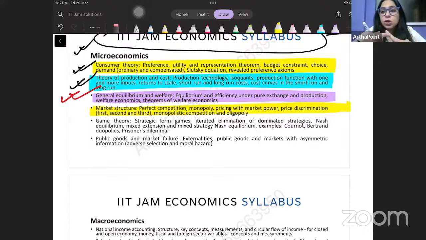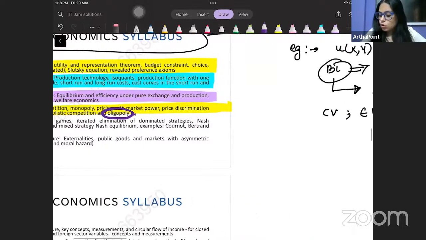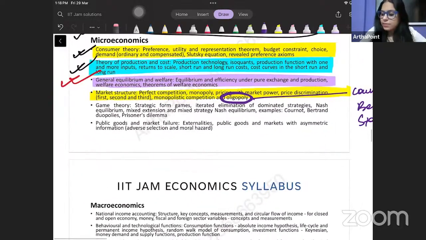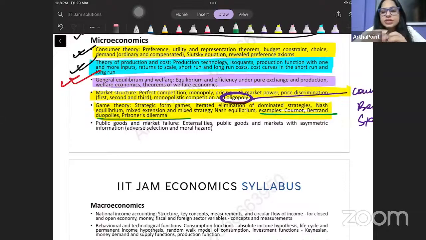So we will be focusing on perfect competition, monopoly, monopolistic competition and oligopoly. In oligopoly, we will be doing all types of oligopoly. For example, we will be talking about Cournot, Bertrand, Stackelberg, etc. And this part will be mixed with the second part where we talk about game theory, in which we will be taking Cournot, Bertrand and this in detail.